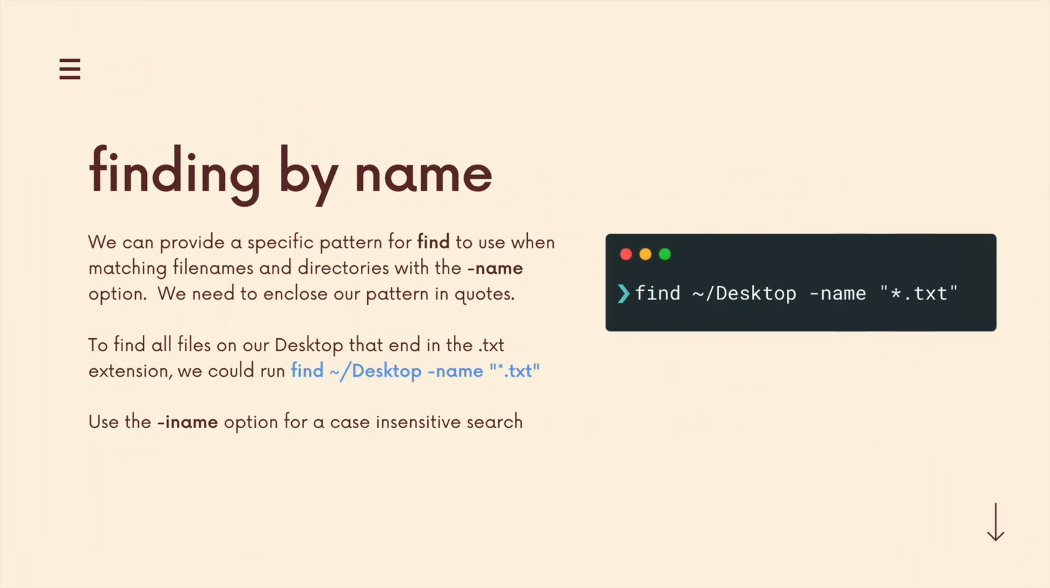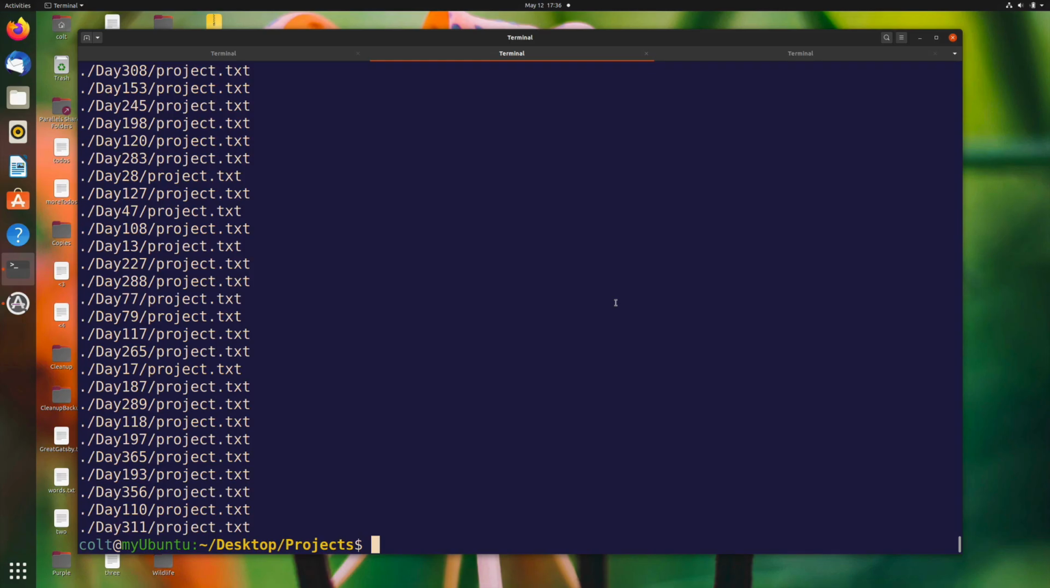Next up, a very important way to find: finding by name. So we can specify the dash name option and then provide in quotes a pattern to match. So in this example, I'm matching everything that ends in .txt. So we use the wildcard character, technically called a globbing character, the star, asterisk, will match anything followed by a .txt. I could do that here, but it's not very exciting. They all end in .txt.